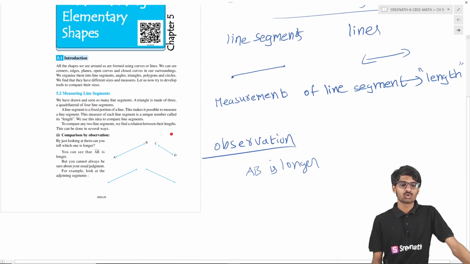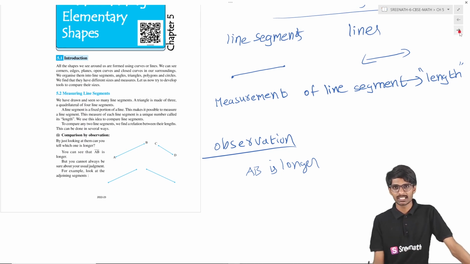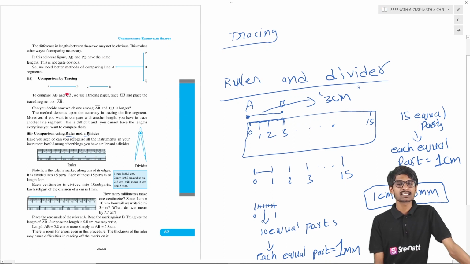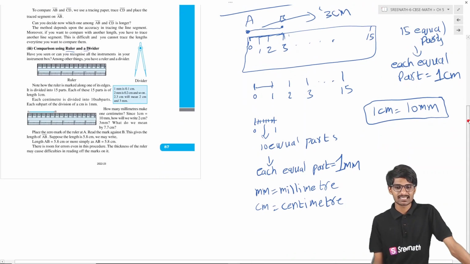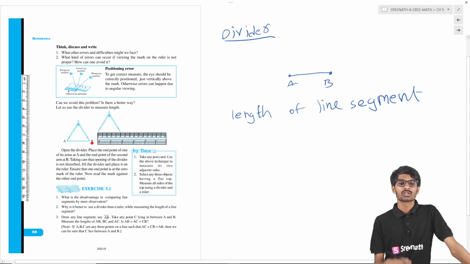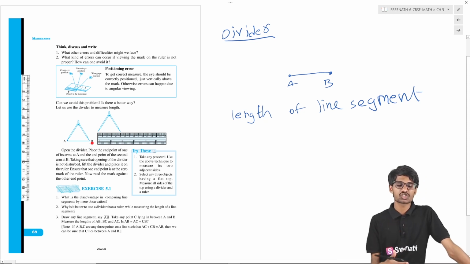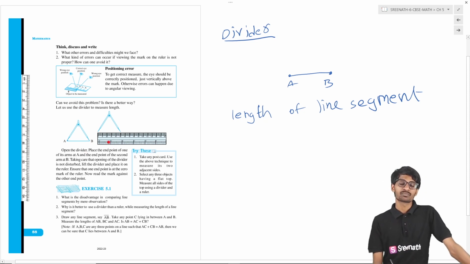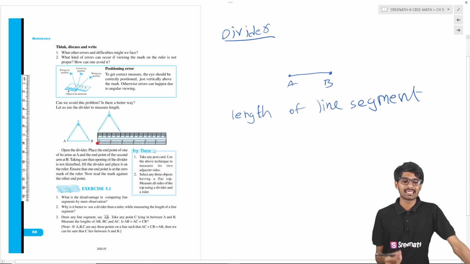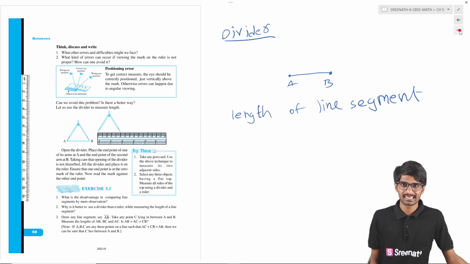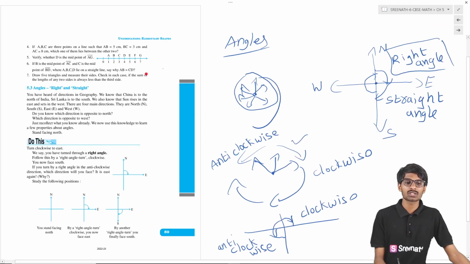Okay, students. By observation we can compare two line segments, but it is not a good method. By tracing also we can compare two line segments, but it is also not a good method. By using a ruler also we can compare two line segments, but it also has some errors. But by using the divider you can get more precise readings when measuring the length of a line segment, students. So that is about measuring the length of a line segment. Next thing is about angles.